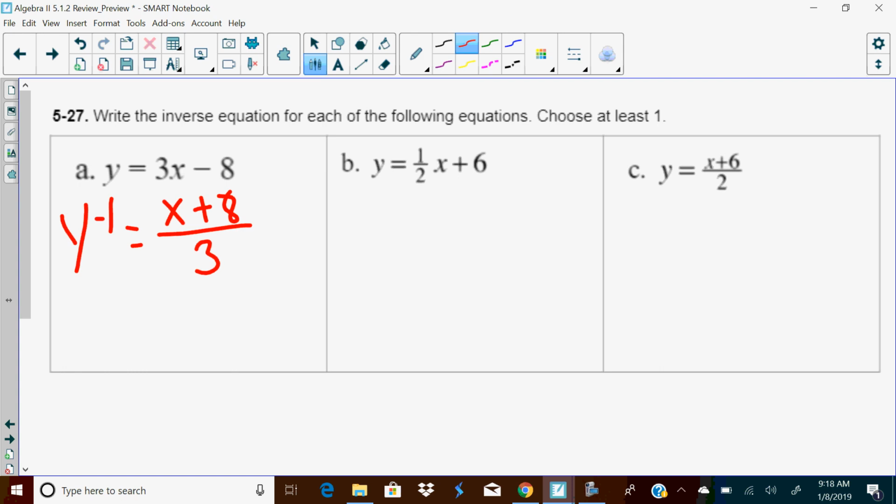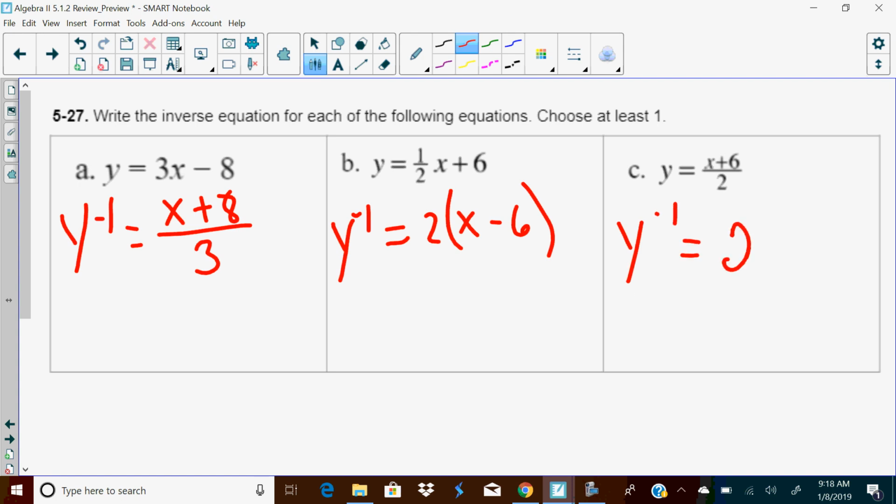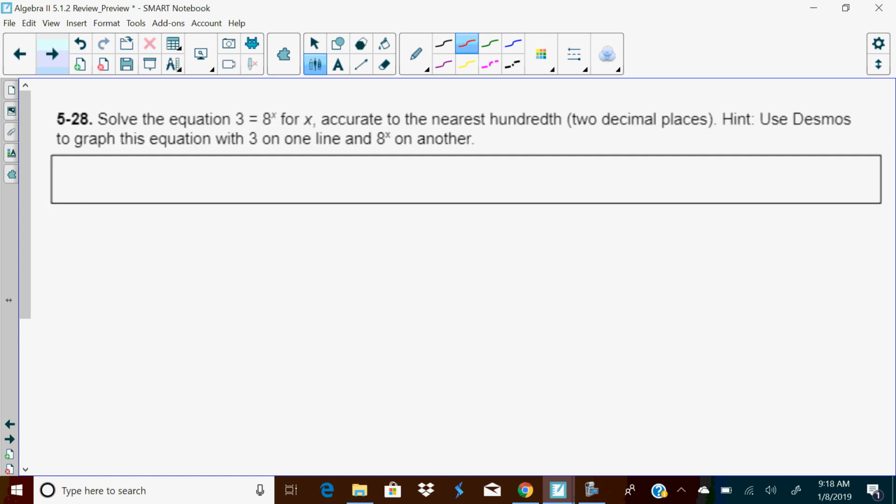For b, it would be two groups of x minus 6. And for c, it would be 2x minus 6. Problem 28. So if you had used Desmos and drawn the graph of it, you would have plugged in 3 and then you plugged in 8 to the x. So they cross at approximately x equals 0.53.